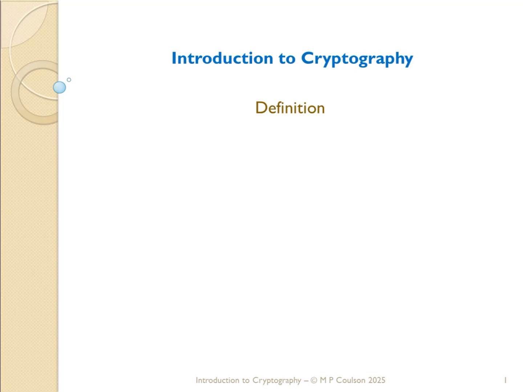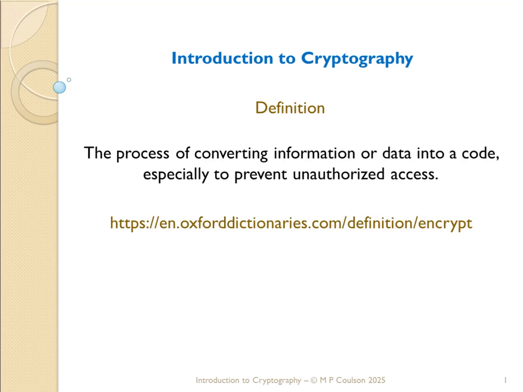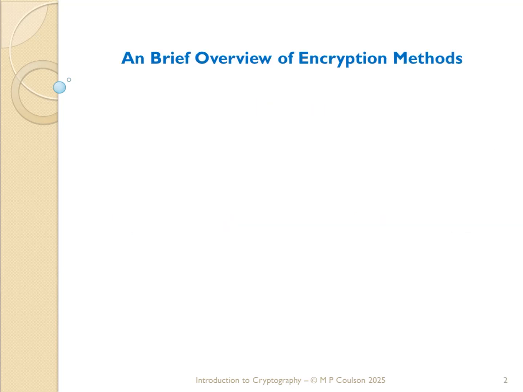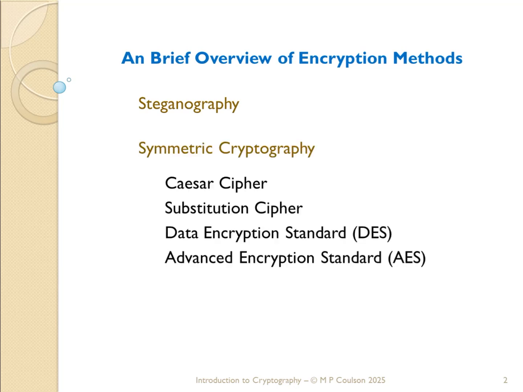Let's begin by defining what cryptography is. Cryptography is the process of converting information or data into code, especially to prevent unauthorized disclosure. There are a number of cryptography methods including steganography, symmetric cryptography, which includes the following cipher types: Caesar cipher, substitution cipher, data encryption standard, and the advanced encryption standard. Then there is asymmetric cryptography, which is often referred to as public key cryptography. All of these cryptography methods will now be described in more detail.